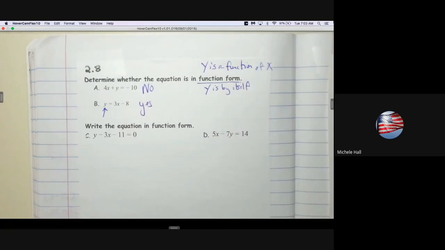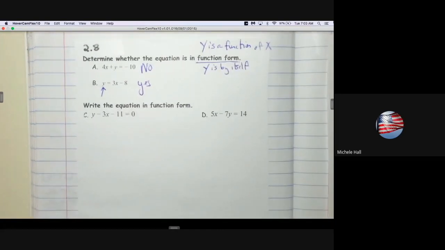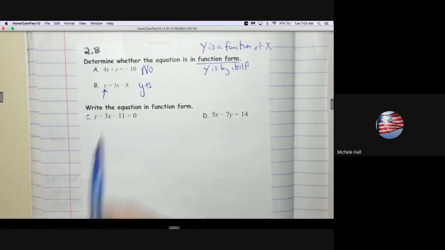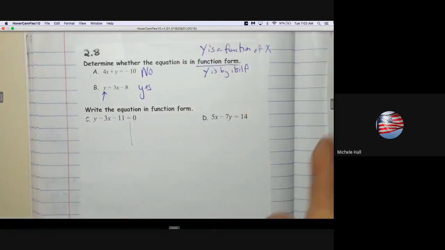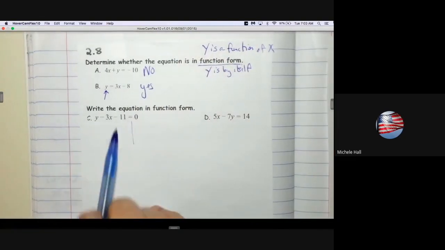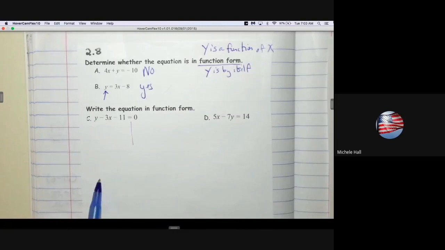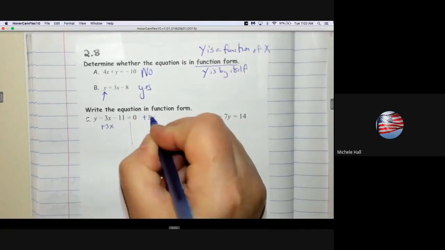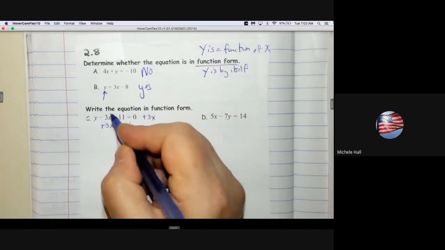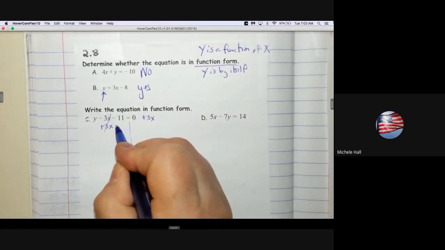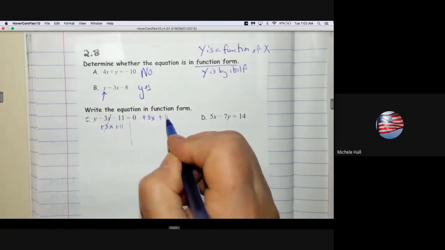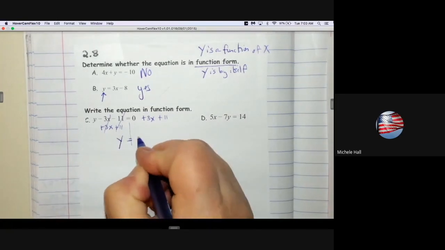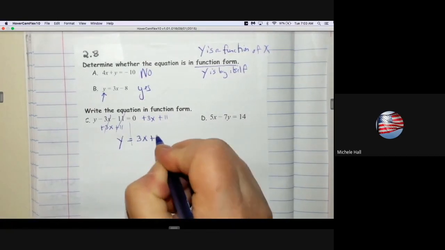Write an equation in function form. I need to get the y by itself. Here's y. It's being subtracted by 3x and subtracted by 11. I need to put those on the other side of the equation to get y by itself. How would I put negative 3x on the right-hand side? I would do the opposite. So I'm going to add 3x, and I also want to put the 11 on the other side. The opposite of negative 11 would be plus 11. Let's cancel, and I'm left with just the y. Y equals 3x plus 11.